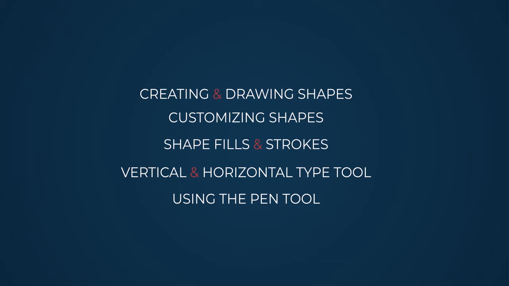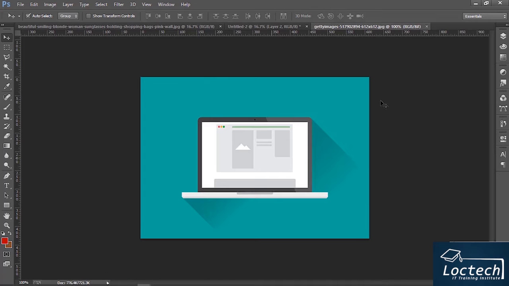So today we'll be creating and drawing shapes, customizing shapes, fill and stroke, vertical and horizontal types using the pen tool. All these things will be done in Photoshop. So let's dive into our Photoshop. For this lesson, we'll be creating something like this. But before we create something like this, let's look at some basic vector shapes.